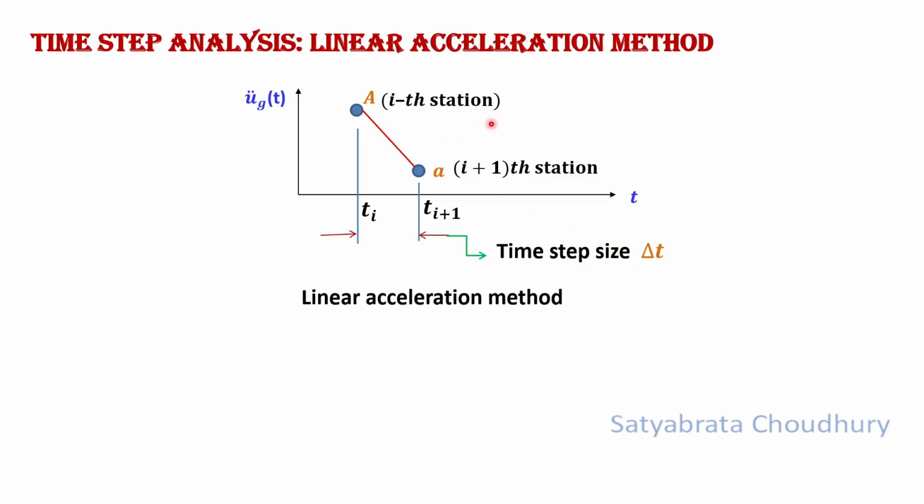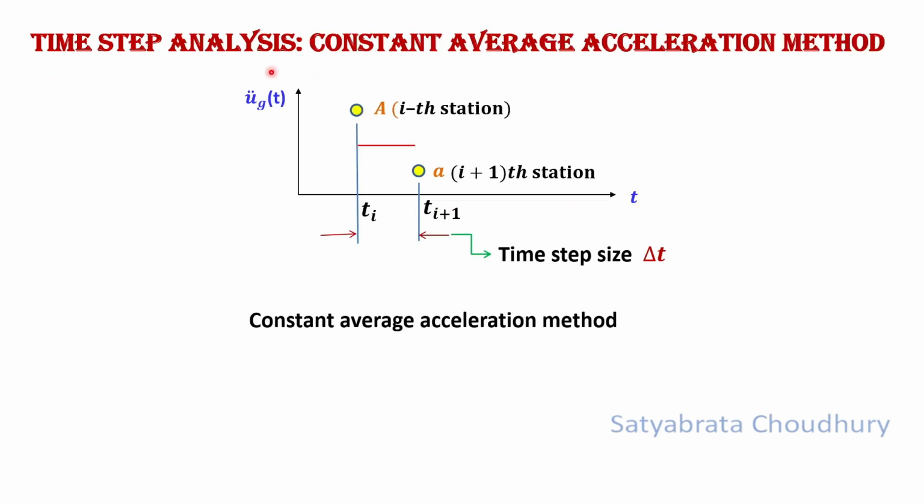So when you assume that the acceleration changes linearly from capital A to small a in the time step interval, then it is called the linear acceleration method. It is actually interpolated between capital A and capital B and then subdivided into intervals. So from A to capital B, we are assuming it to be linearly changing. The straight line is showing the linear distribution of the acceleration. The vertical axis is showing the ground acceleration, u double dot g of t, and the horizontal axis is showing the time.